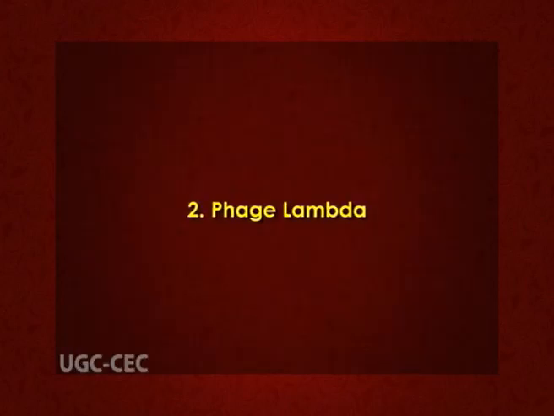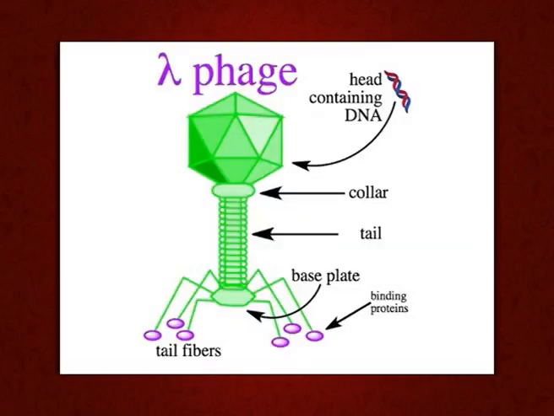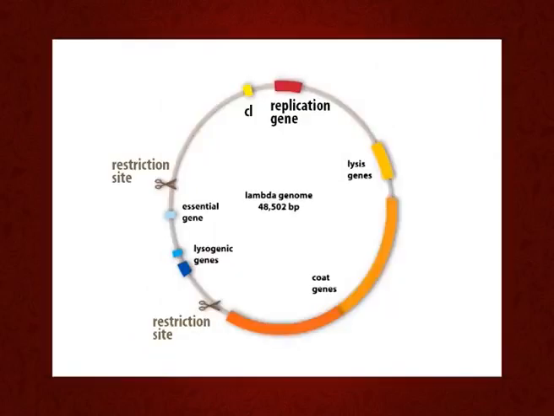The next type of vector is phage lambda. It is a double-stranded DNA virus that infects E. coli. The lambda chromosome is 48.5 kb long and can carry inserts up to 25 kbs.